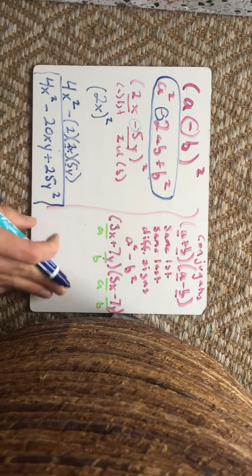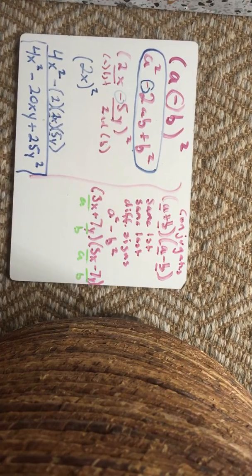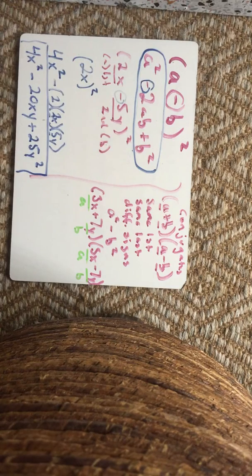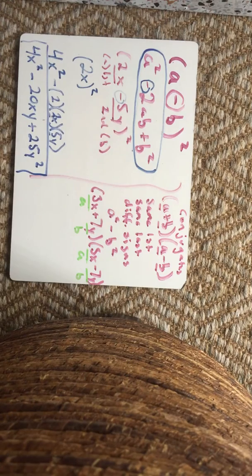Finally, we have something called conjugates. So we've looked at the square of a sum, which is when I'm adding, if I were to do a plus b squared, so anything plus anything else squared. We've looked at the square of a difference, that's when I have anything minus anything squared. Now we're going to have conjugates.